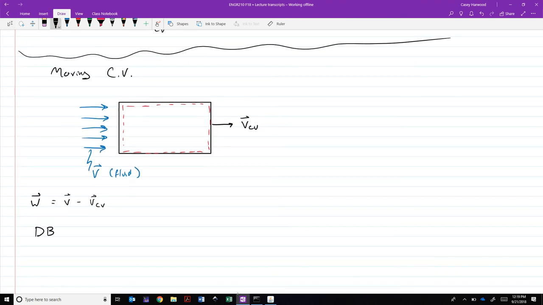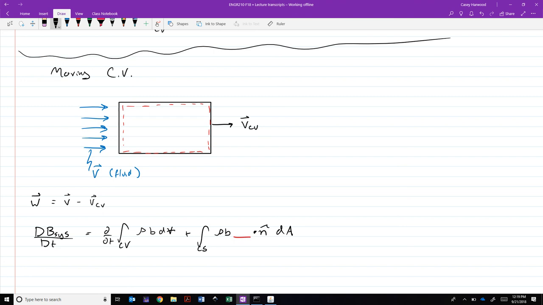So if we write out our Reynolds transport theorem one more time, the time derivative of the integral over the control volume of rho b dV plus the integral over the control surface of rho b, the question is, now, what velocity is it going to be that's carrying fluid across the control surface? It's going to be moving across the control surface not with the velocity that's dictated by the fluid, but with the velocity relative to the control surface itself.